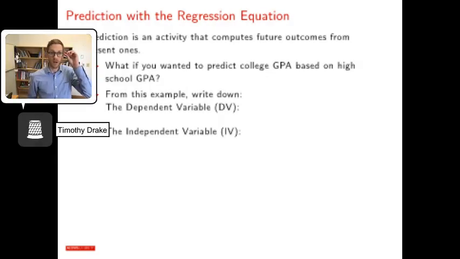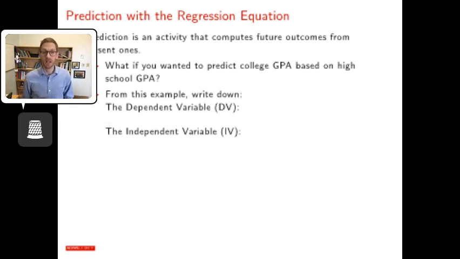Okay, so as I just introduced in the previous slide, prediction becomes an activity that allows us to compute future outcomes from the present ones that we have. So we take observational data that we've gathered, and it allows us to make predictions based on data that we don't have yet, conditions in the world. So what if we want to predict college GPA based on high school GPA? Take a moment and write down the dependent variable and independent variable in this example.